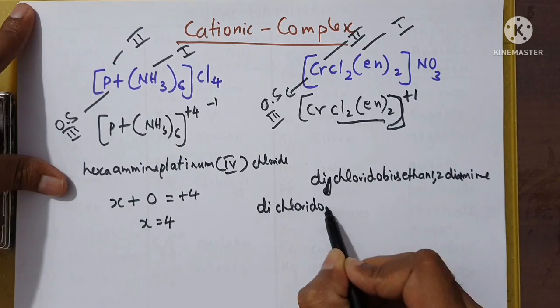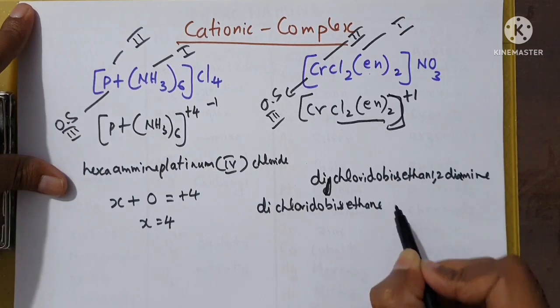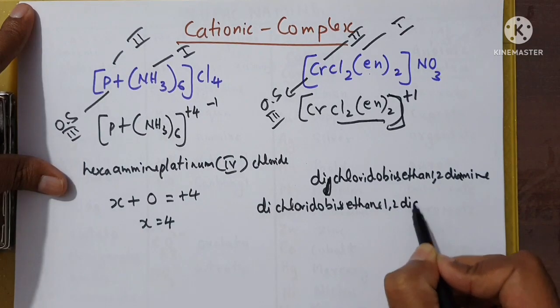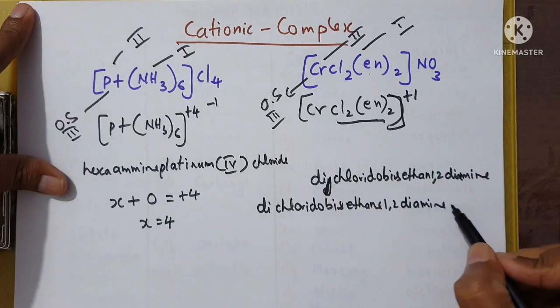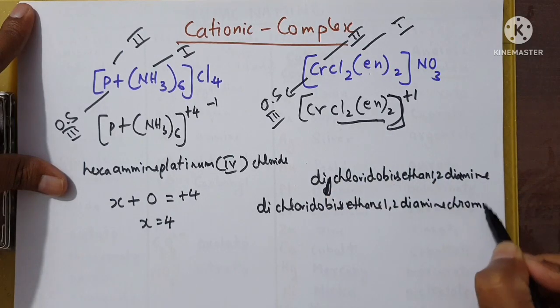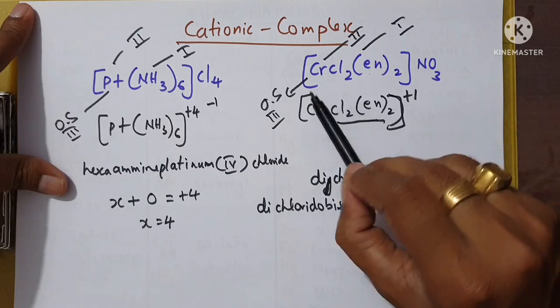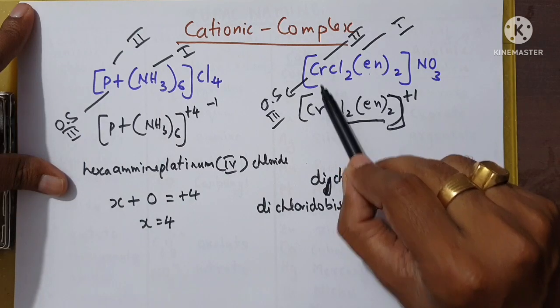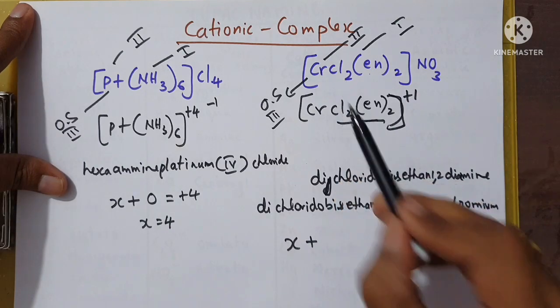Dichlorido bis ethane 1,2 diamine. What is the name of the central metal atom? It is chromium. And open the bracket. Now, the central metal atom is considered as what? X. I'll consider central metal atom as X. Then, what is the charge of one chloride ion?